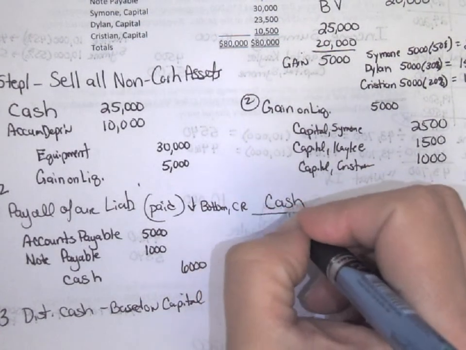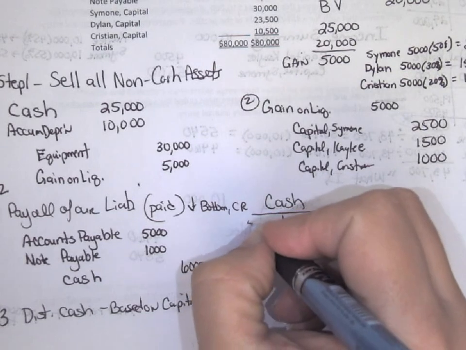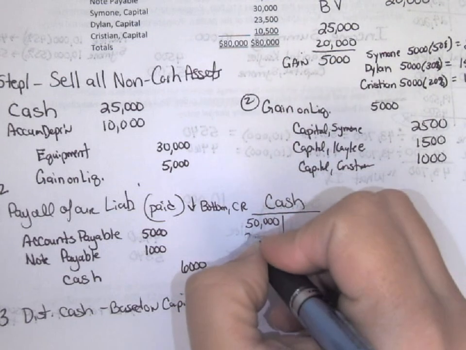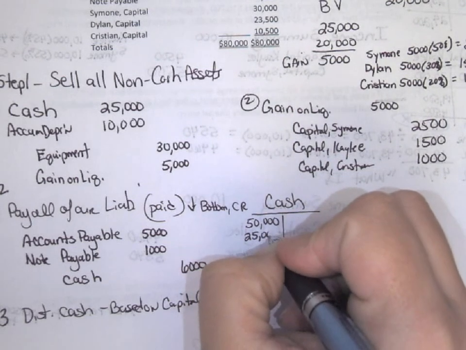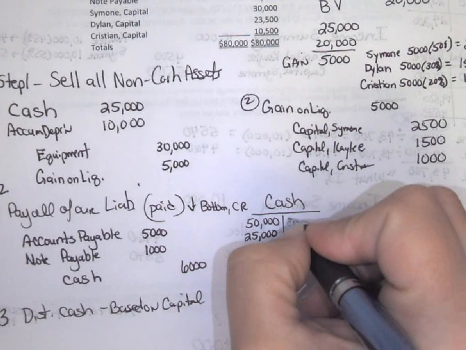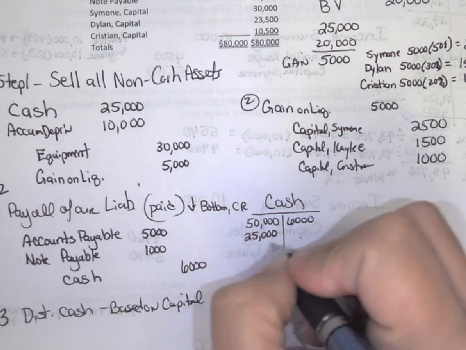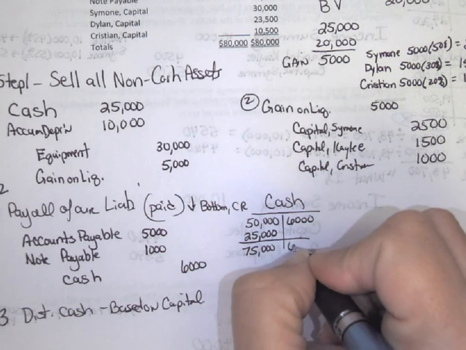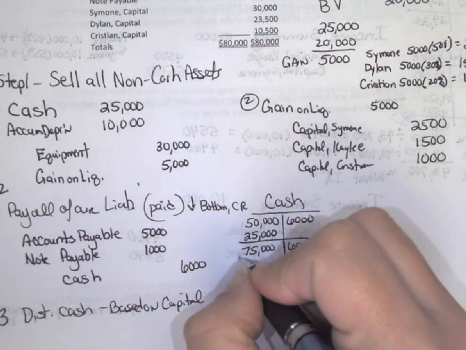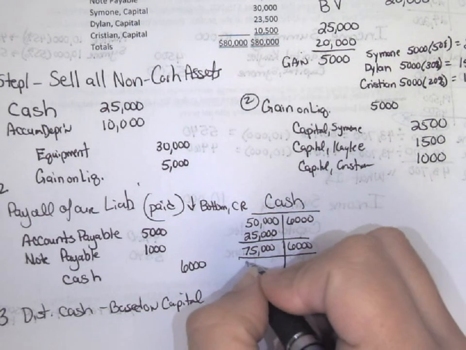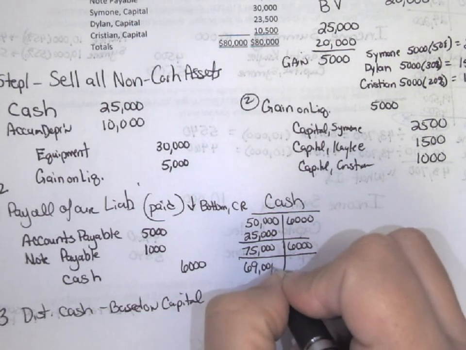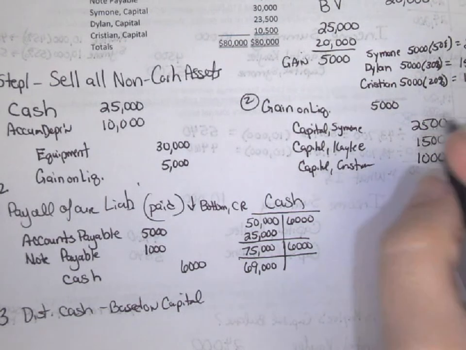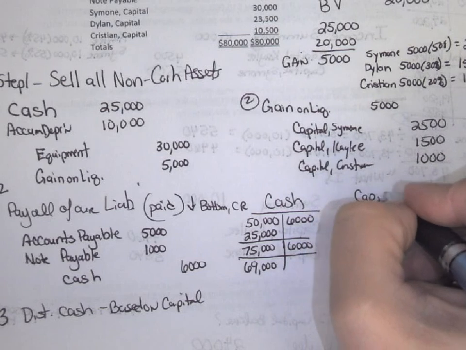So for cash, if I look at the T account, we started with $50,000. We received $25,000 from the sale of the assets. We paid all our liabilities, which was $6,000. And so what that does is that gives us a balance of $69,000 in our cash account to be distributed to all of the different owners. Now, who's going to get what? Well, we need to look at their capital accounts to figure that out.